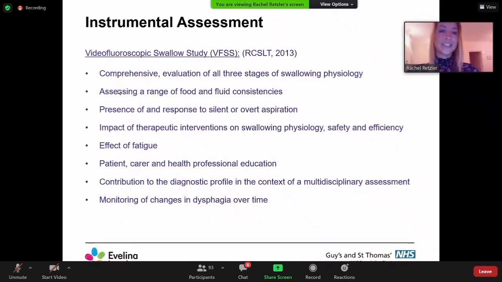Because again, we're not going into VF with the goal of ticking a box if there's aspiration present or not. We're looking at the overall physiology and function of the swallow so that we can then put a plan in place to help the child with their swallowing.